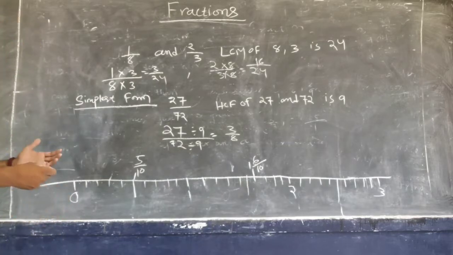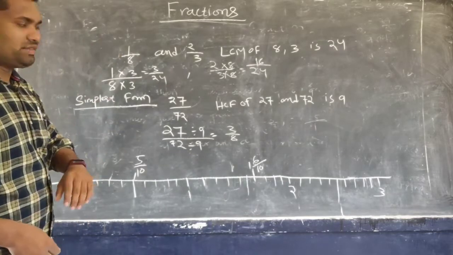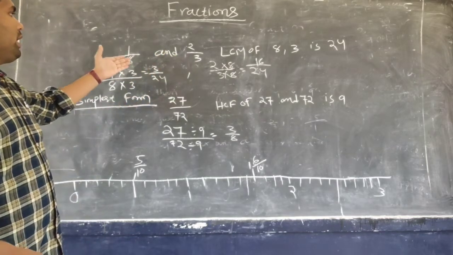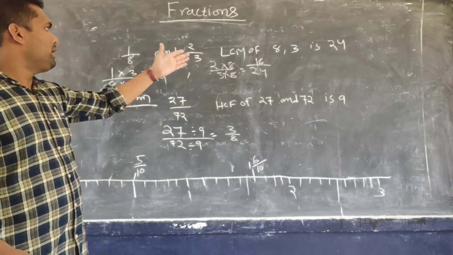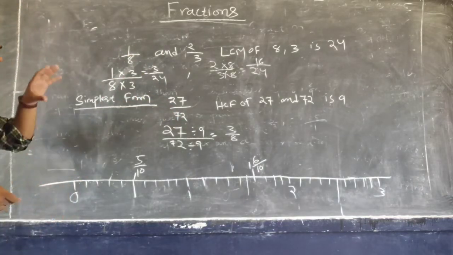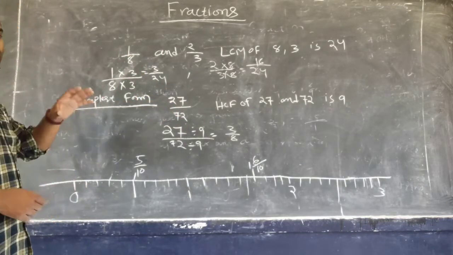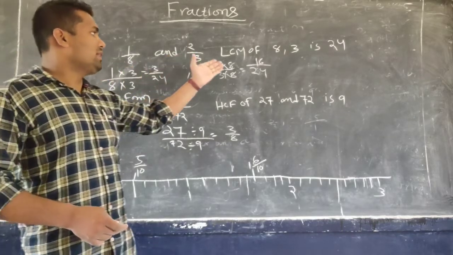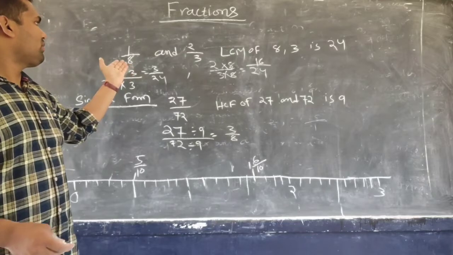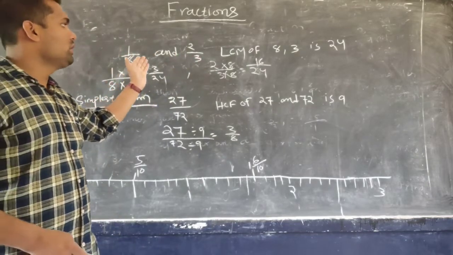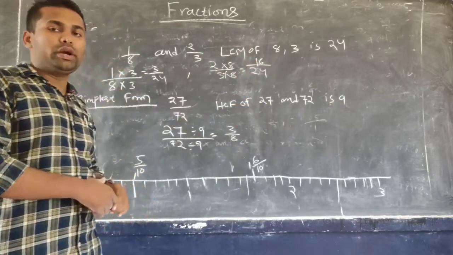Okay, we are going to discuss how to convert unlike fractions into like fractions. How do we convert into like fractions? Take an example: 1 by 8 and 2 by 3, both are unlike fractions. So we have to convert both fractions into like fractions. At first, we find the LCM of both the denominators. 8 and 3 are the denominators of the two fractions. So the LCM is 24.